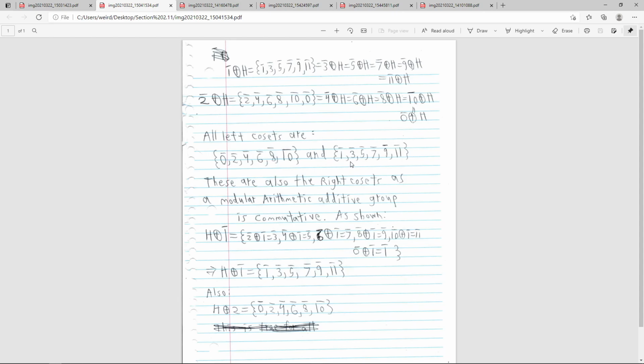Also for the right cosets: the modular arithmetic additive group is commutative. You can just say the group itself is commutative, so the left and right cosets will be the same when you add them. So the left and right cosets are the set 0, 2, 4, 6, 8, 10 and the set 1, 3, 5, 7, 9, 11. I even show an example: H plus 1 gives the same results as 1 plus H, and H plus 2 is the same as 2 plus H. So left and right are the same.